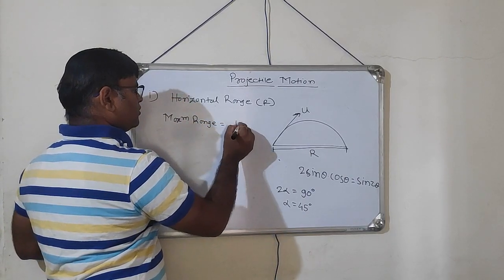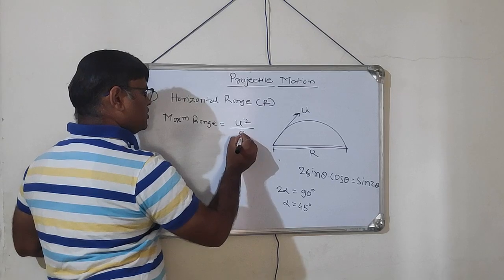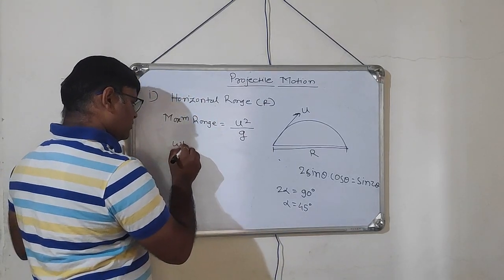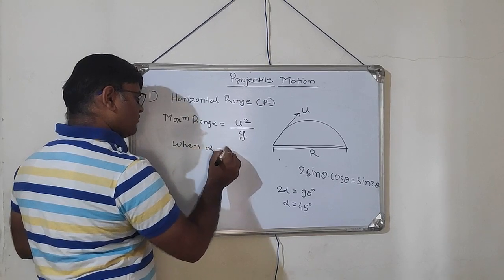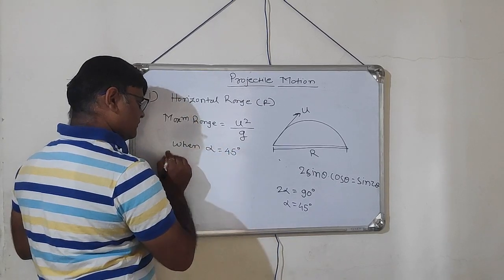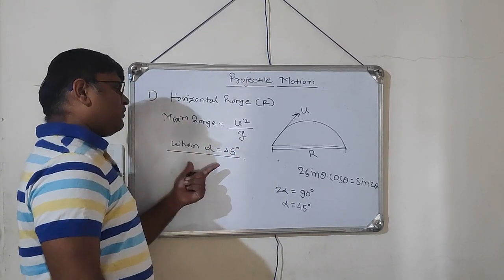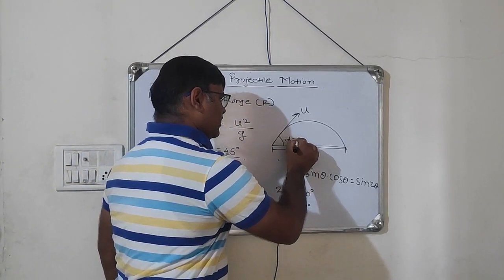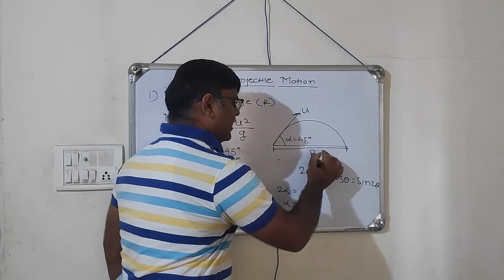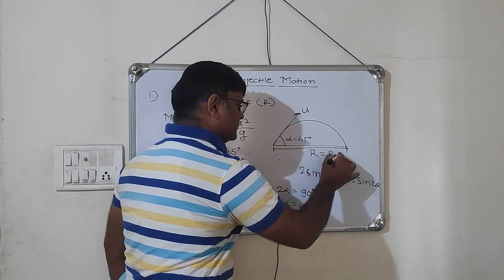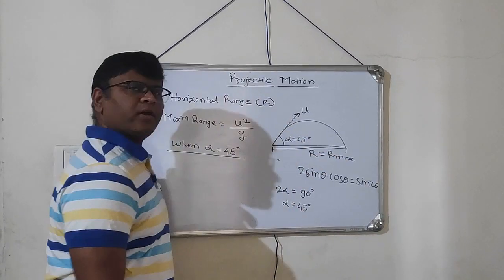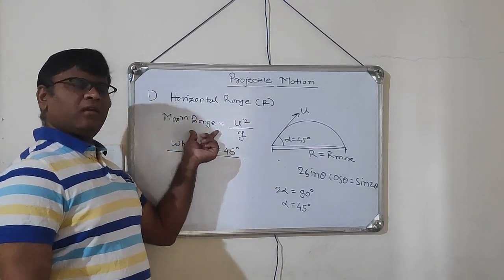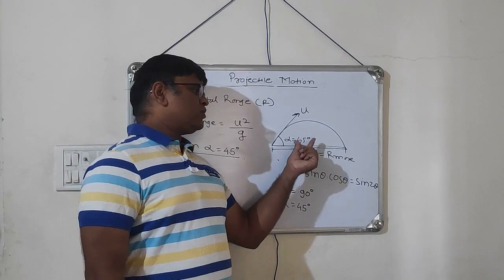Range is equal to u square by g. Okay, it will happen when your alpha is equal to 45 degree. So when this angle of projection is 45 degree, I will get R equal to R max. So always remember that the maximum range happens when the angle of projection is 45 degree.